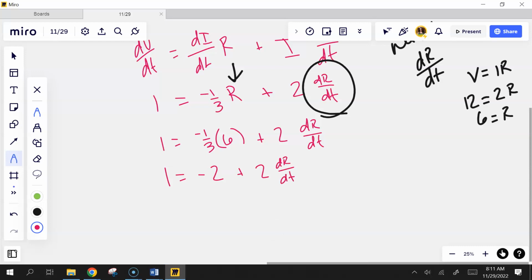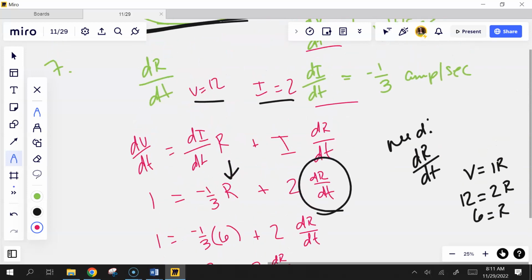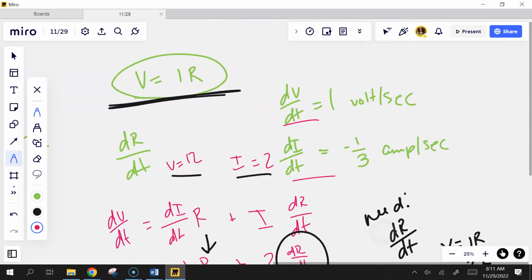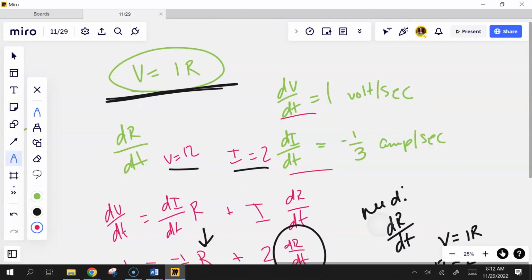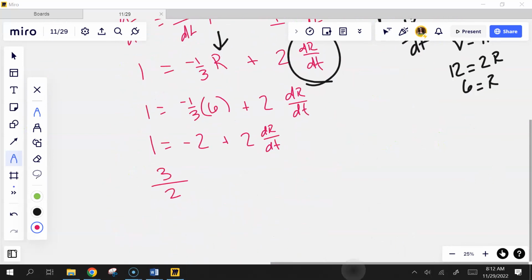Add to and divide by 2? And what are my units here? What's R in? Ohms. Ohms per second. Good job, y'all.